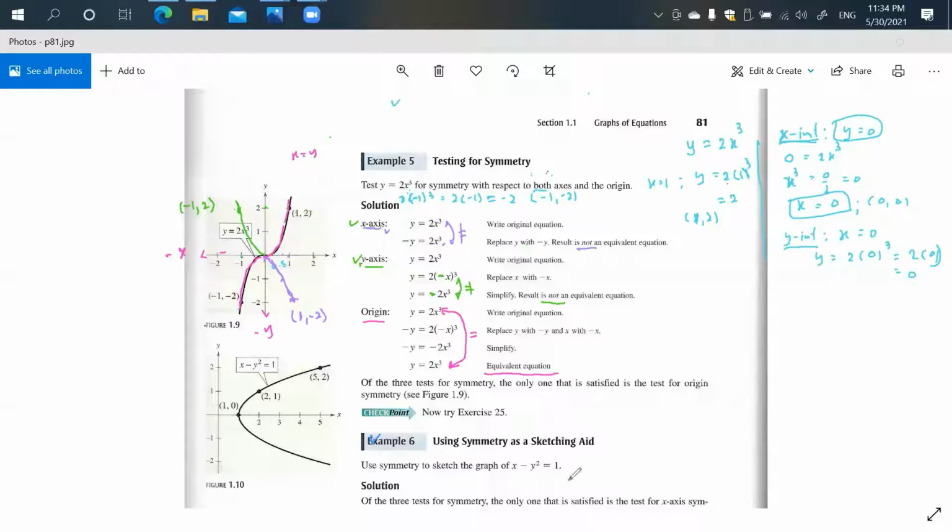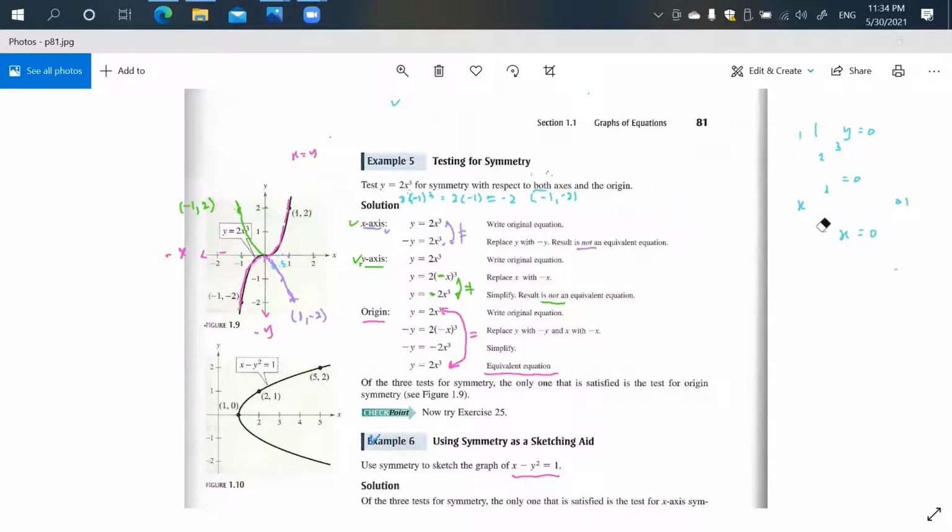Down here, this one, right? Use symmetry to sketch this graph. Okay, now we can put this graph together. How to put the graph? Can I erase this? I need more space. I'll erase. Now I'm going to put the graph for this one.